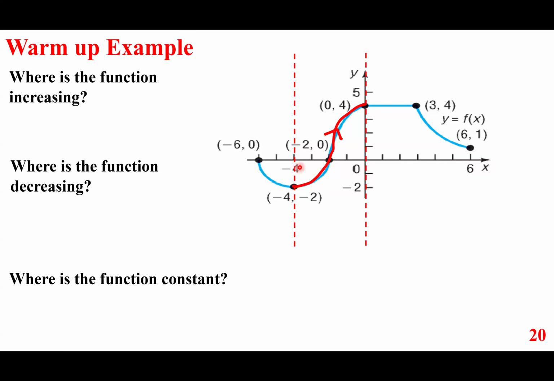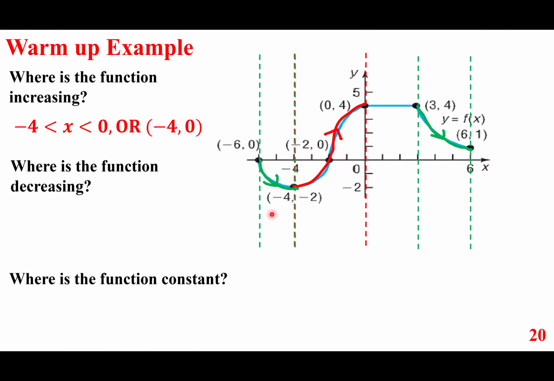So from -4 to 0, we write x is between -4 and 0, in interval format from -4 to 0. We don't include the endpoints. Okay, at endpoints, anything can happen. Where is the function decreasing? I hope you see that this portion as well as this portion. So this goes from here to here, -6 to -4. This goes from here to here along the x-axis, from 3 to 6. Therefore, you say parentheses -6, comma -4, union 3, comma 6.